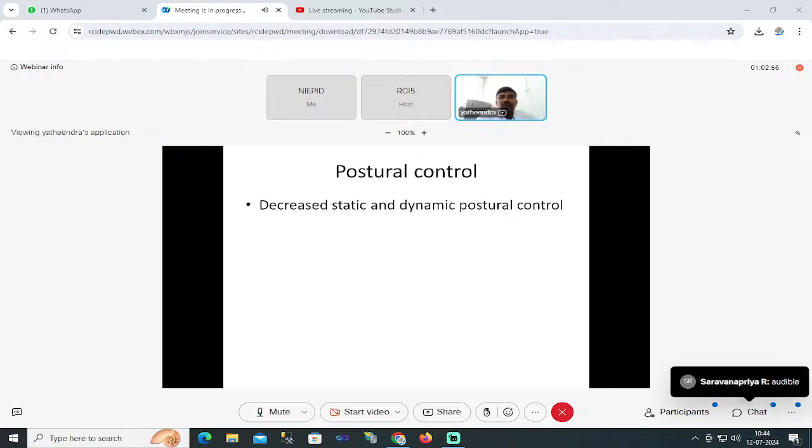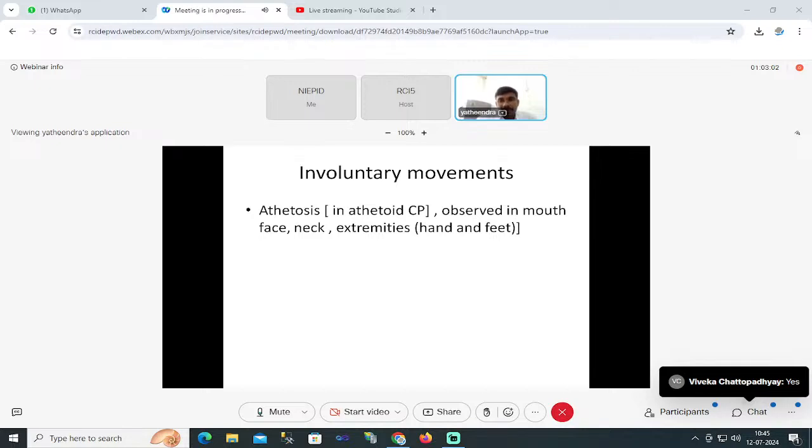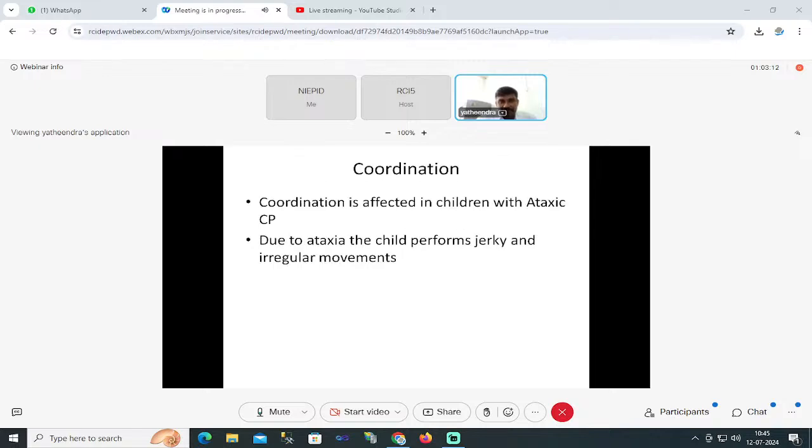Okay. So for postural control, we need to check both static posture and dynamic posture. Then involuntary movements. As I told you, involuntary movements can affect particularly the extremities, but sometimes they can also be seen in the head and neck. So we need to assess involuntary movements. Coordination. We need to check coordination, which is very important particularly in ataxic CP.